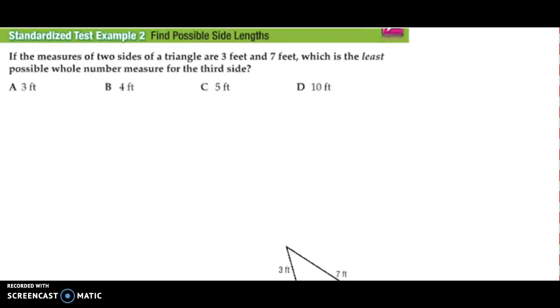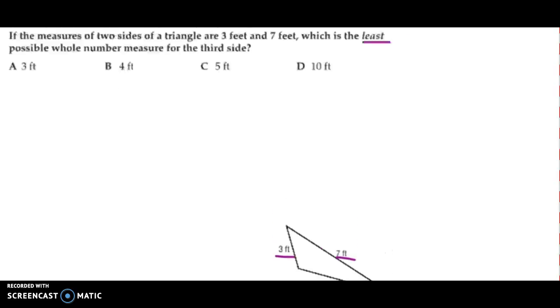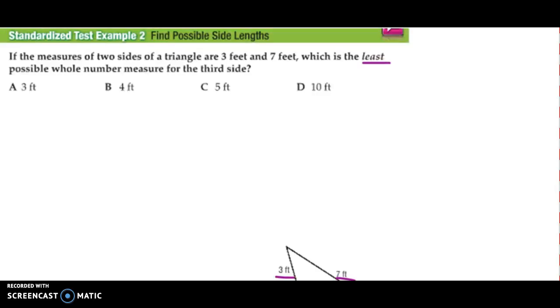Example 2. If the measures of two sides of a triangle are 3 and 7, which is the least possible, so the important word there is least, smallest possible whole number measure for the third side? Well, I have a triangle drawn right here. You'll see that I have sides of 3, 7, and x, the missing side. So, if I tried A, 3 being the smallest side. Let's take the two smallest, because I would say the easiest is to take the two smallest sides and make sure it's bigger than the biggest side.